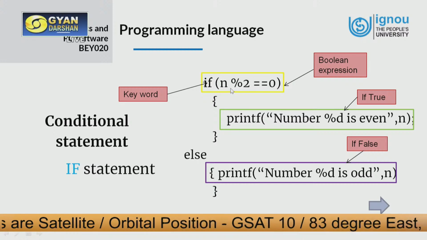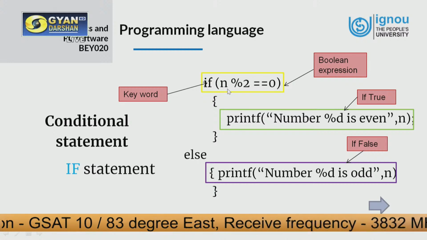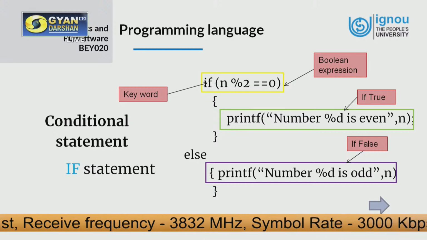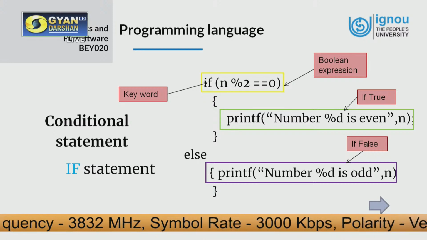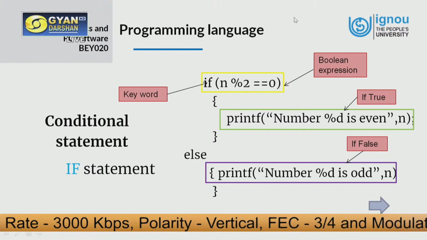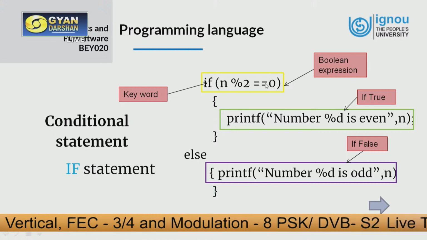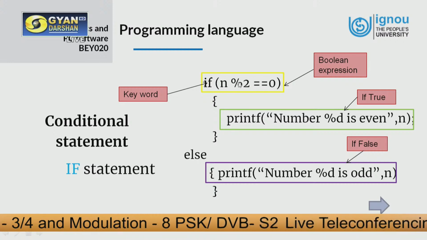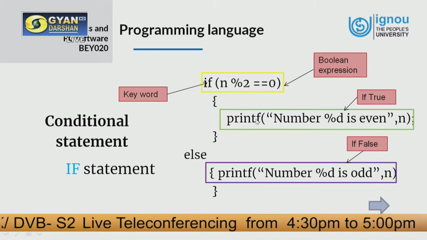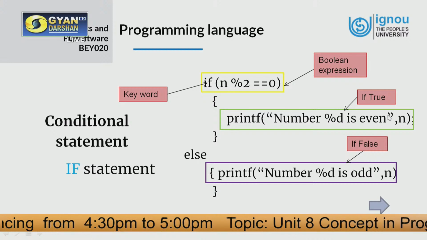That is, on dividing the number n, which may contain any value between, let's say, 100 and 1000, suppose it contains 21, then the remainder will be 1, and it is not equal to 0. But suppose n is 20, then the remainder is 0, and the condition true is met. In that case, the printf statement that the number is even will be printed.